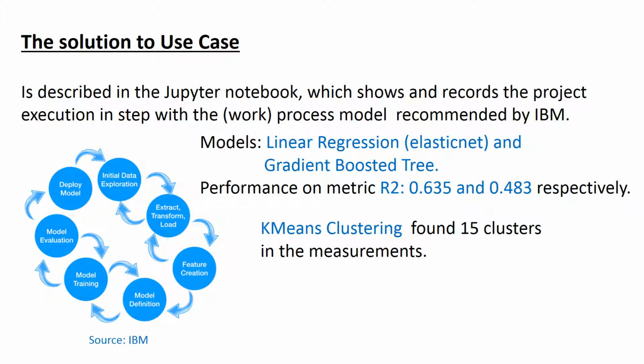In the result, you will see that we will use two models, a linear regression with elastic net and a gradient boosted tree model to do the prediction of the rotor temperature. And with these models, the performance on metric of R2 are respectively 0.635 and 0.483. In the k-means clustering modeling, we found something like 15 clusters in the measurement.